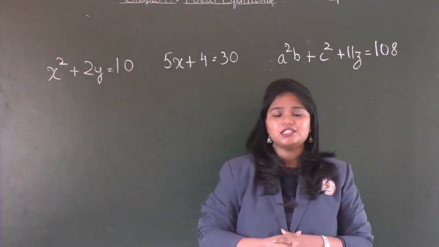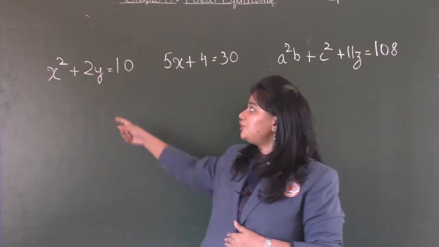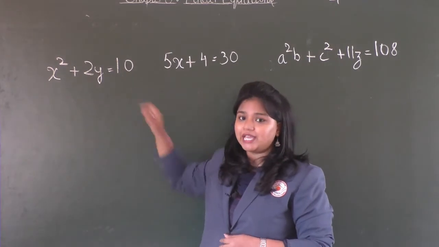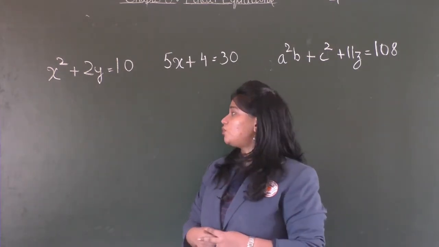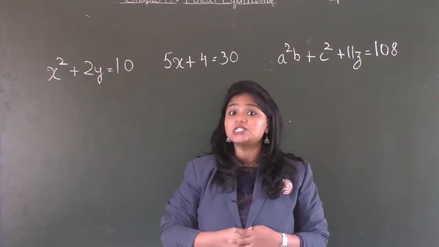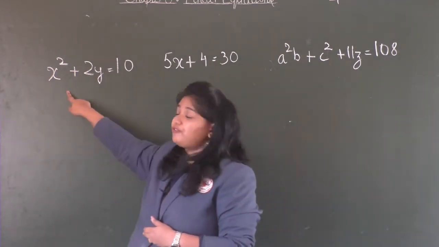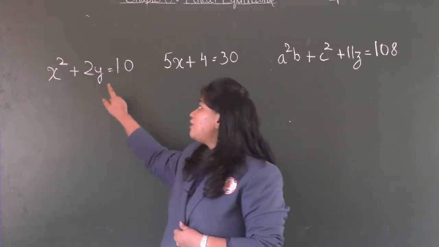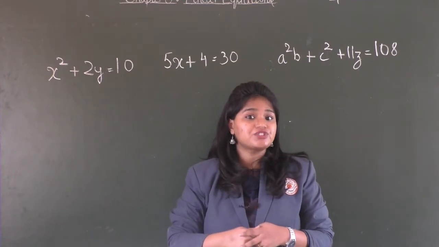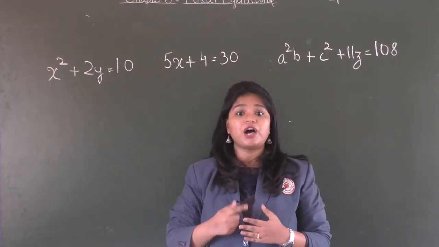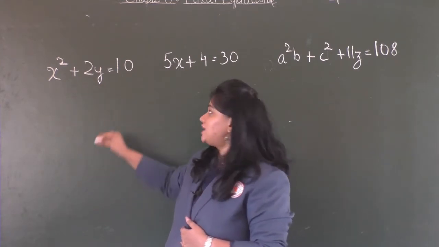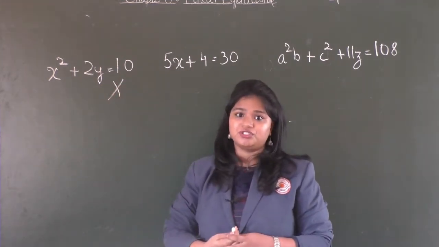So let's understand this concept with an example. So here we have an equation x square plus 2y equals to 10. Here we have 2 variables involved, that is x and y. Now can you tell me what is the power for x? Here the power for x is 2 and the power for y is 1. So as mentioned, linear equations are the equations where the power of the variable should be 1. So we cannot consider this equation as a linear equation.